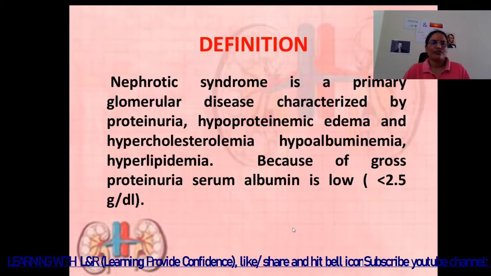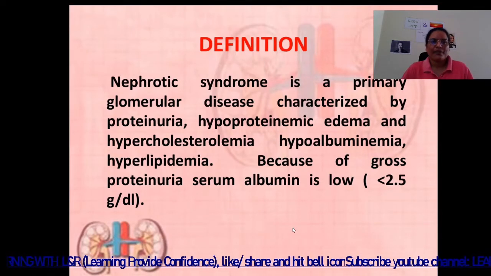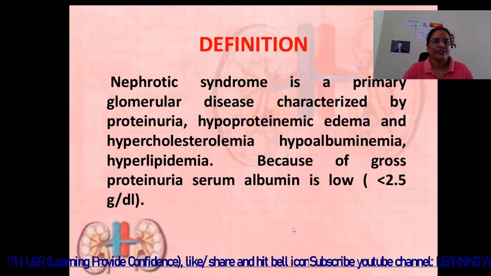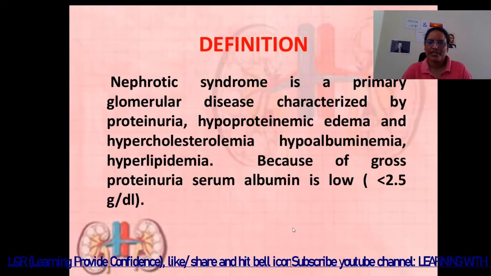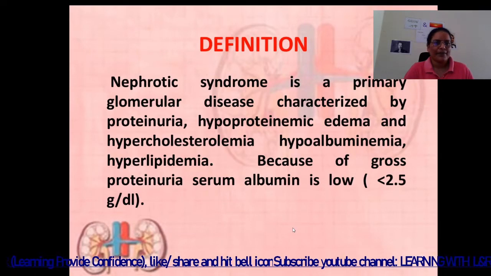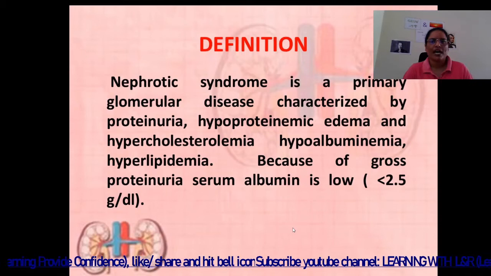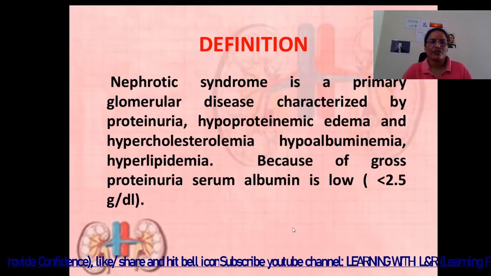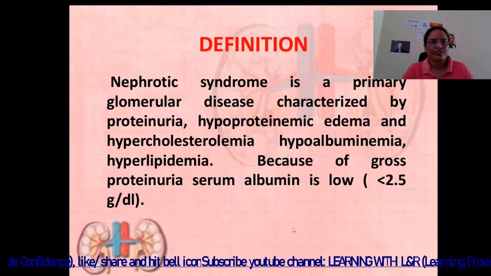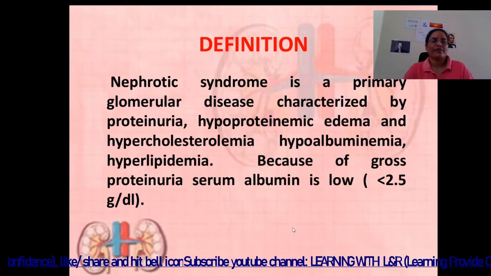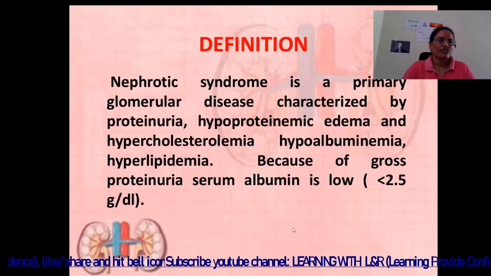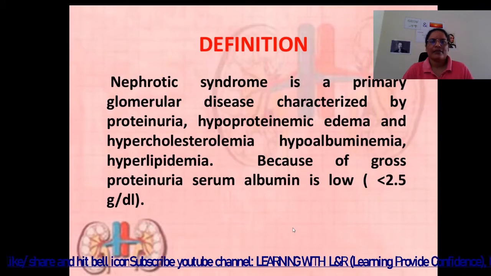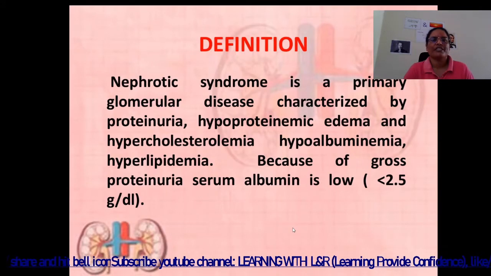The definition of nephrotic syndrome: it is a primary glomerular disease characterized by proteinuria, hypoproteinemia, edema, hypercholesterolemia, hypoalbuminemia, and hyperlipidemia. Because of gross proteinuria, serum albumin is low, less than 2.5 gram per dl. What is glomerular disease? It is a disease which alters the normal function of the kidney.